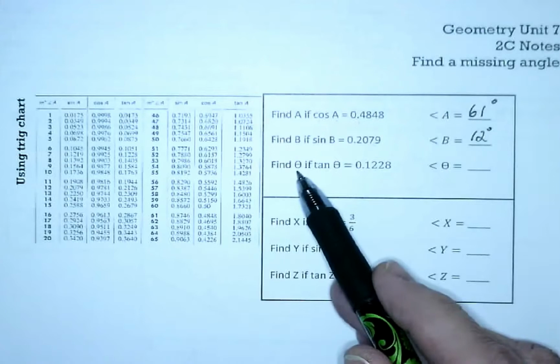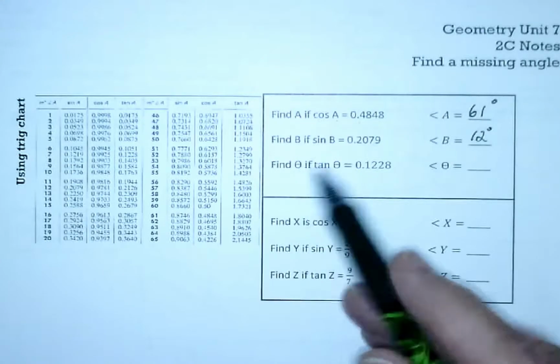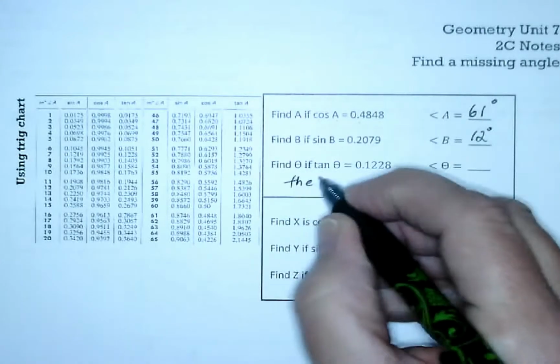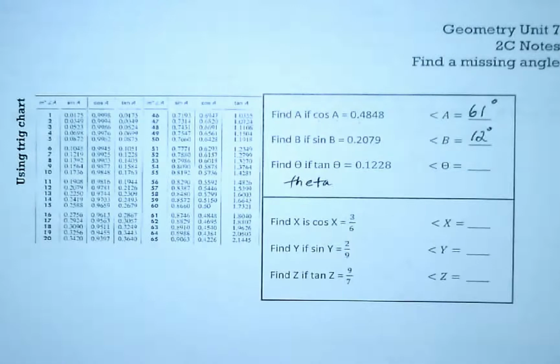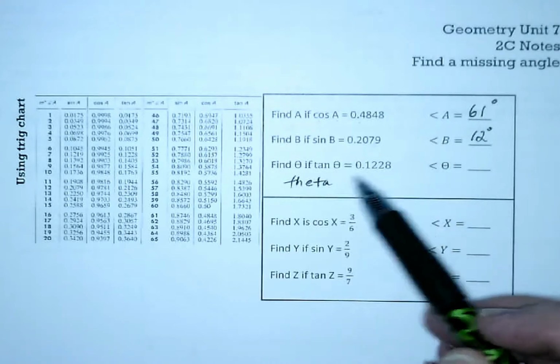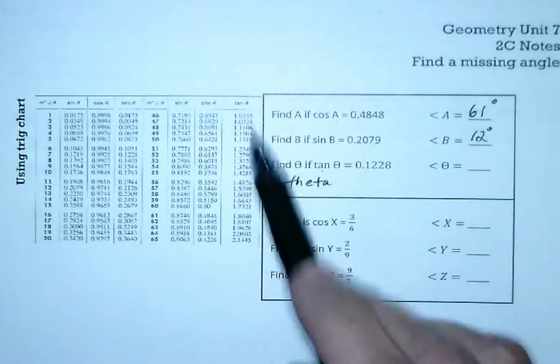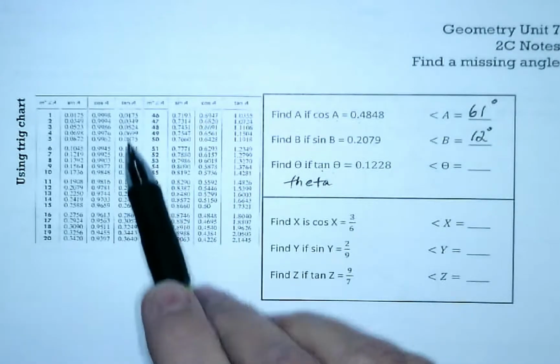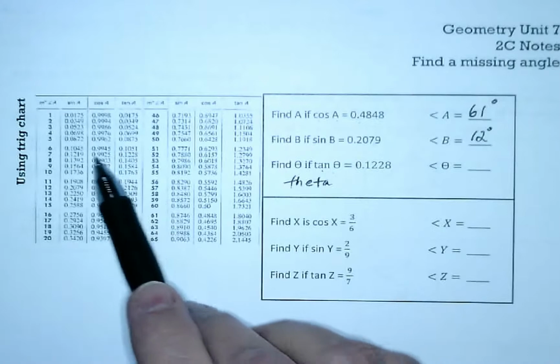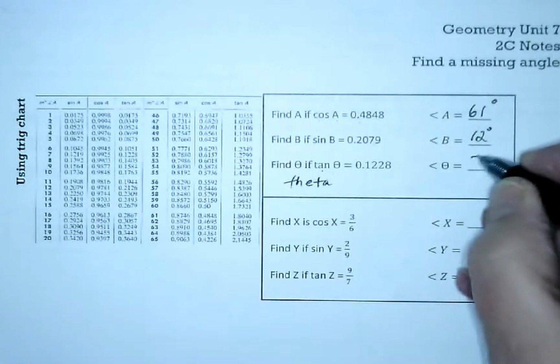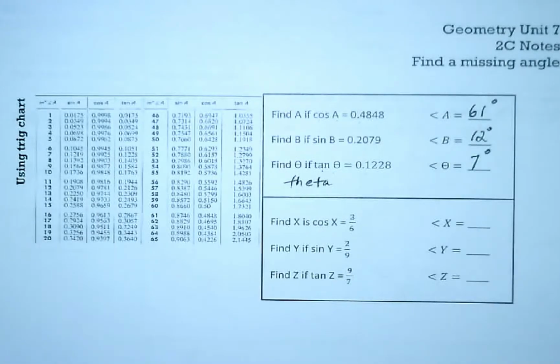Tan. Now this little symbol here is called a theta, and it's spelled this way, theta. It's a universal way that we show an angle. If it's just a generic angle, we just use a theta symbol. So they're saying the tan of some angle is 0.1228. We need to look under tan, 0.1228. Go over here. The angle is 7 degrees. So that's how you find it if you know the decimal form already.